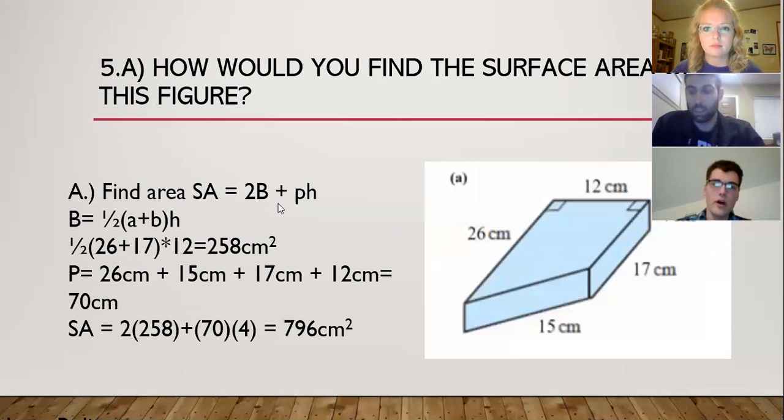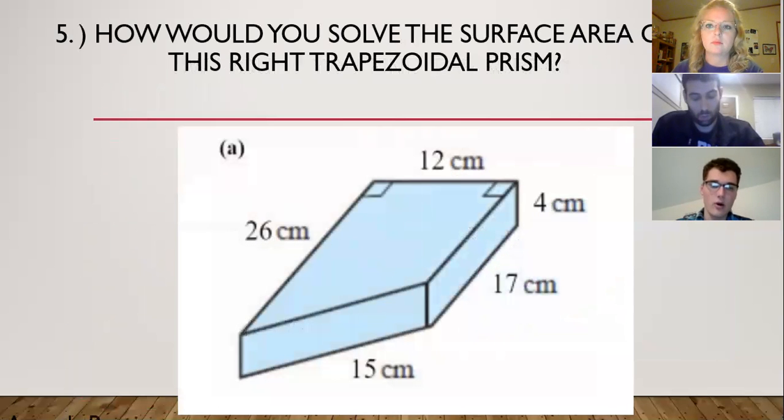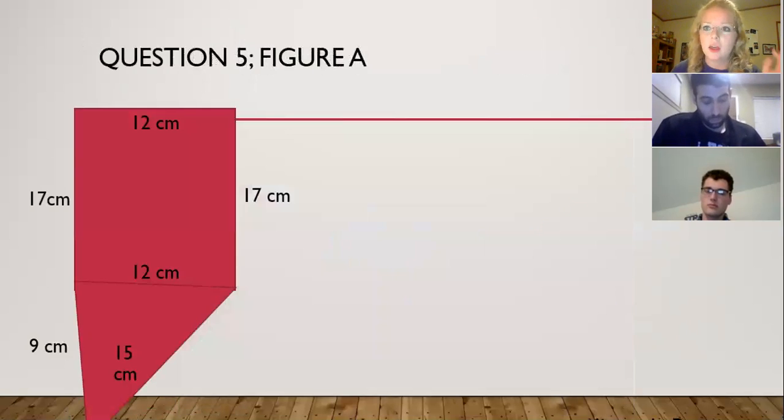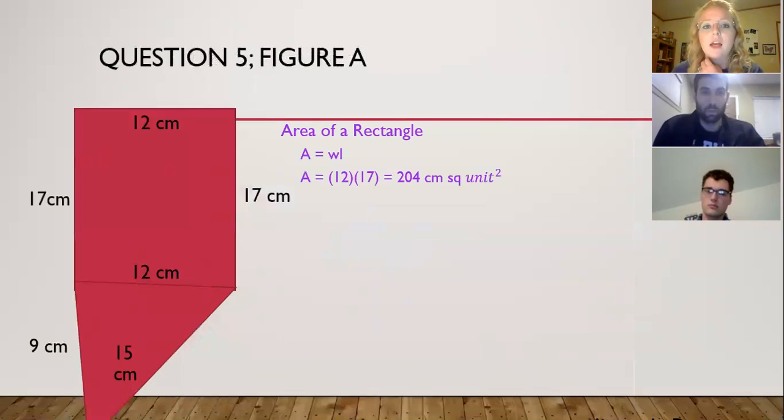Okay, Amanda, how would you solve the surface area of this right trapezoidal prism? That's a good question. The thing that helped me the most when looking at this figure was that I decided to cut it into a rectangle and then cut it into a triangle. So break it down into 2 shapes. And so on the next side, this is like looking down on this shape, broken down. You can solve the area of the rectangle, and we know that its area equals width times length. So we plug in the 12 times 17, which gives us 204 centimeters squared.